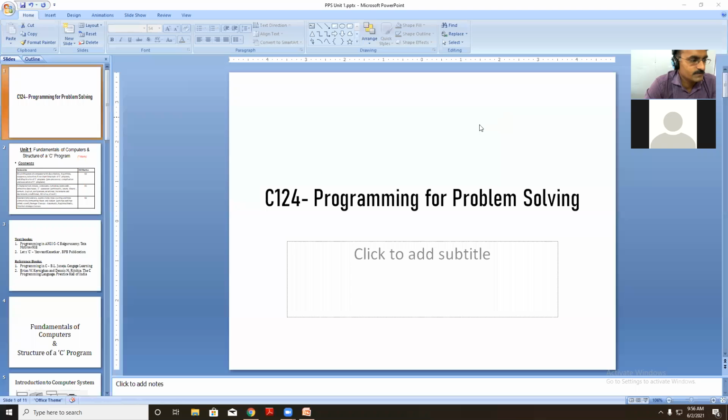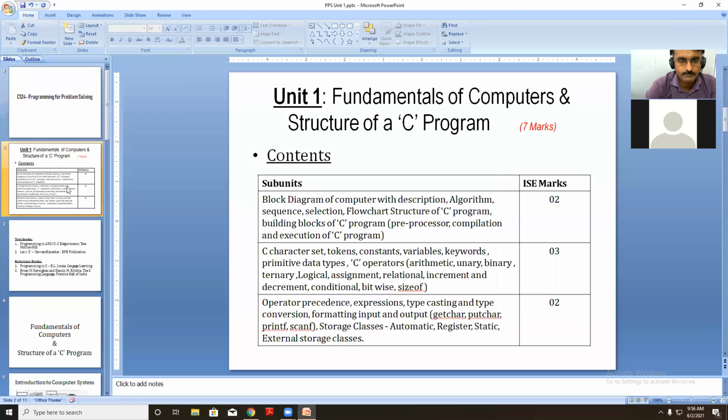Okay, so please make a note of the contents of chapter 1. The unit name, give heading as unit name: fundamentals of computers and structure of a C program.